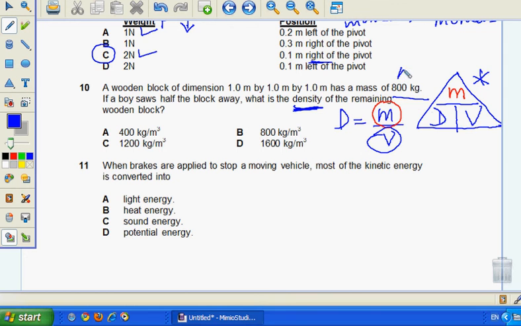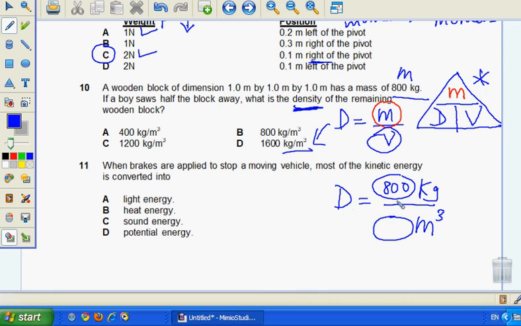You notice if you are looking for density, the options are all in kg per meter cube. This is very important. If the unit of density is in kg per meter cube, it means the mass has to be in kg, and the volume has to be in cubic meters. Then we substitute the values inside and find density. So I can straight away substitute my value, which is 800 here. And my volume in this case is a wooden block. If it's a block, length times breadth times height will give me my volume.